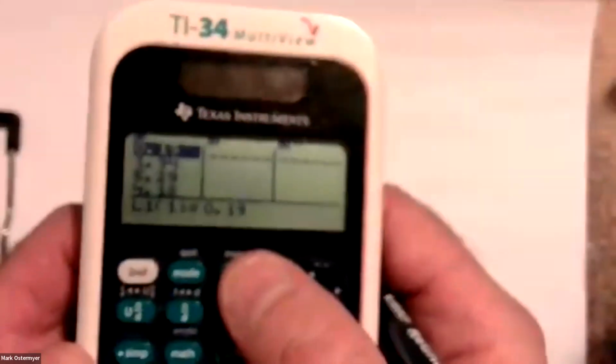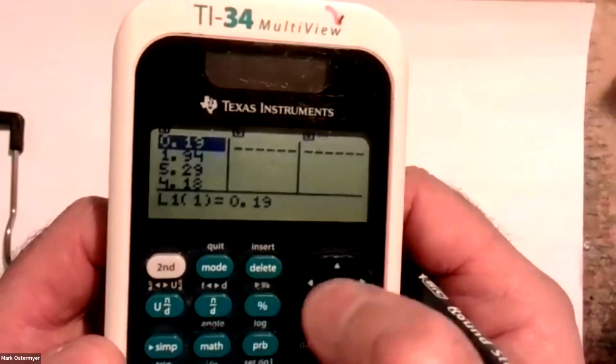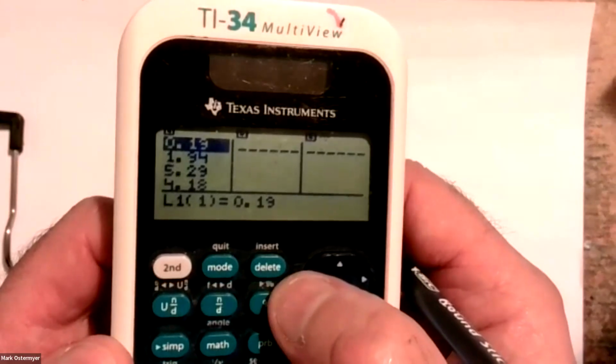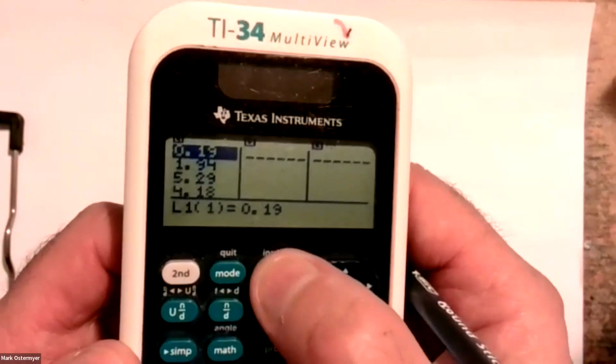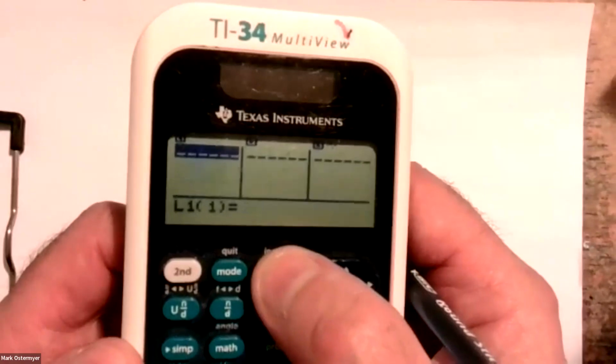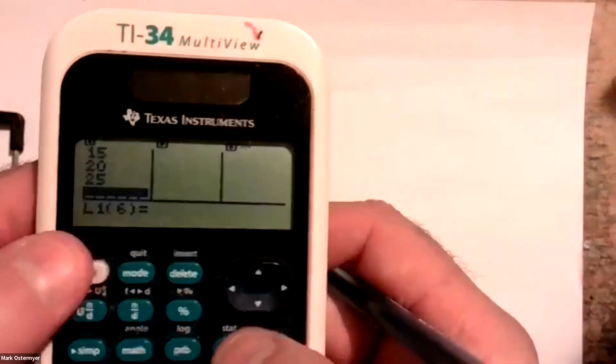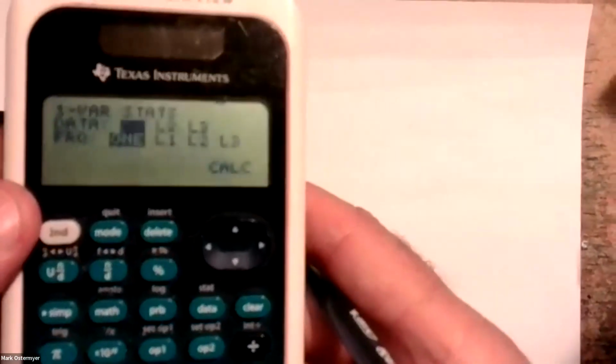Oh, by the way, with your calculator, how do you delete values in a list? Well, you just put your cursor at the top and keep hitting your delete button in fast succession. That will clear out a list very quickly. All right, just enter these values into list 1, and use the one var stats feature to find the standard deviation.